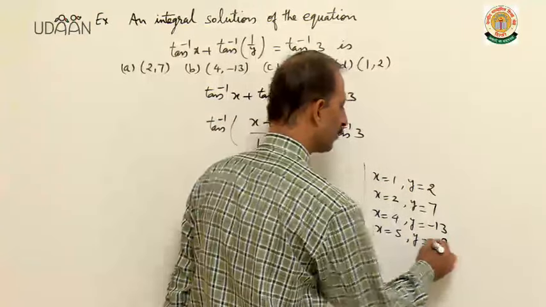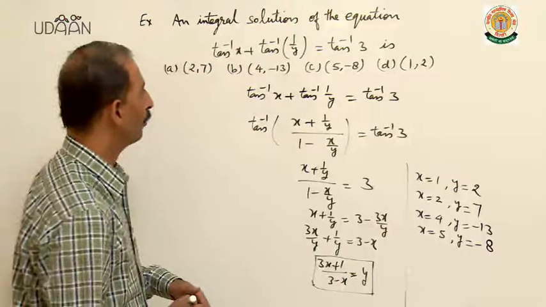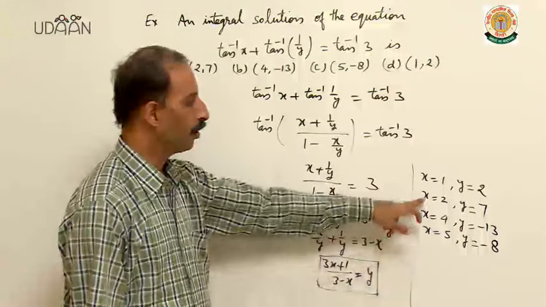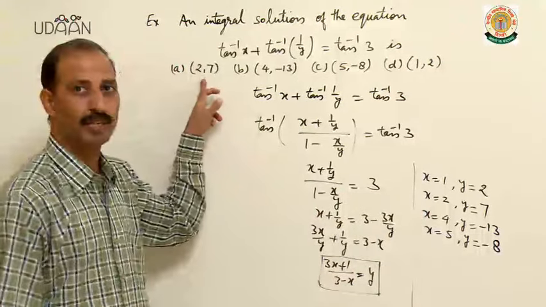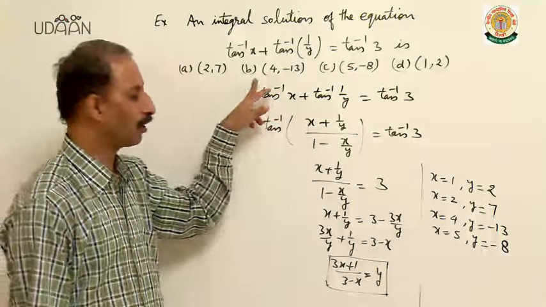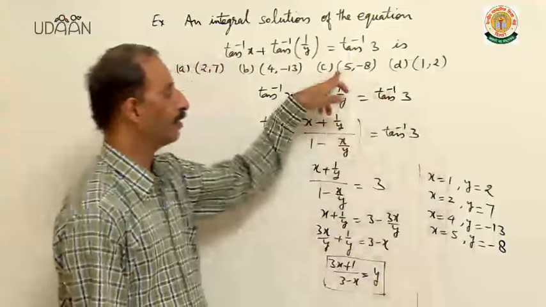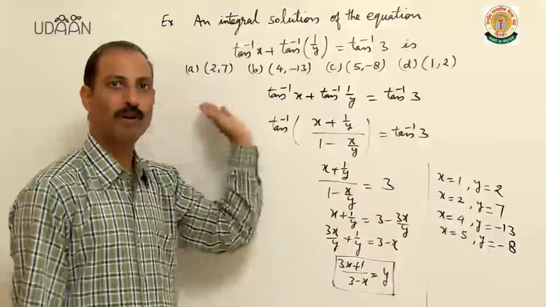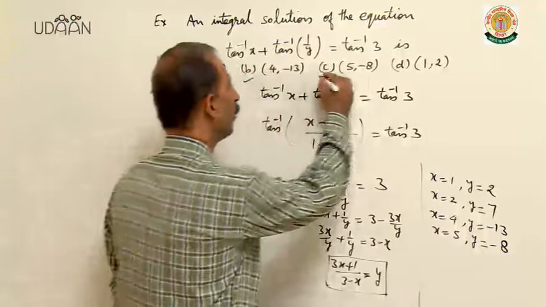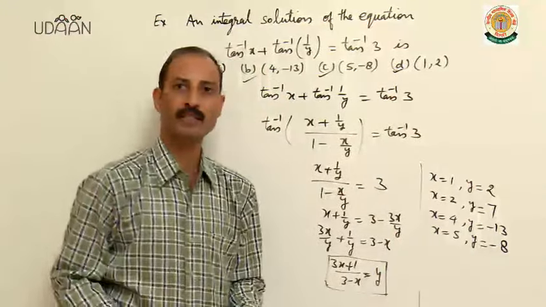You are getting integers. It means all values of y check out. 1, 2, yes, this is a correct option. 2, 7, yes, that is also a correct option. 4, minus 13, yes, this is also a correct option. 5, minus 8. Yes, it means here all options are correct. So A, B, C, D, all options are correct in this case.